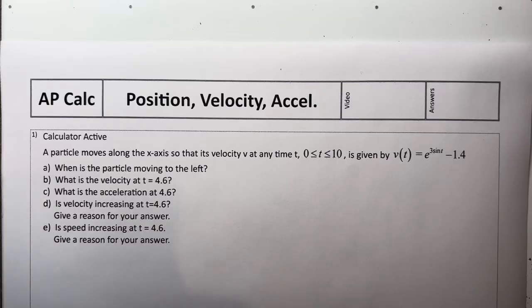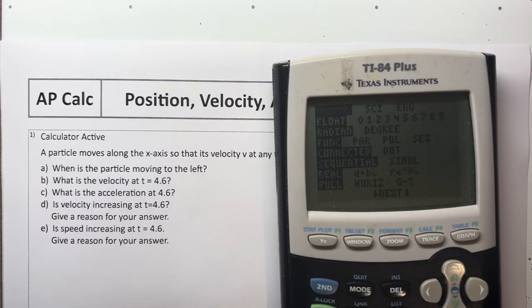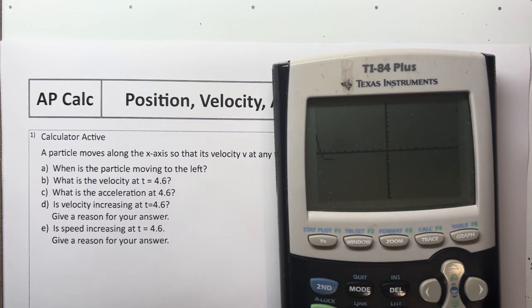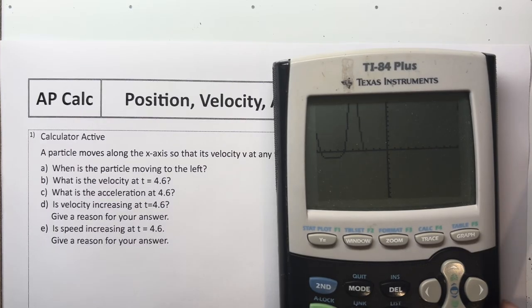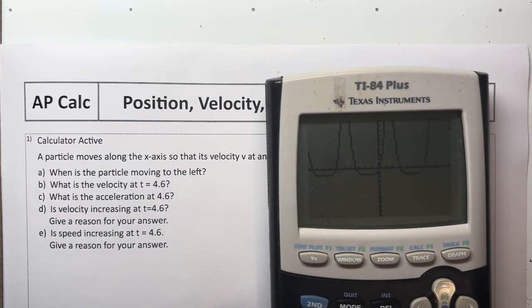The first one's a calculator problem, and I've already put it in y equals. I've checked the mode to make sure I'm in radians, and I hit zoom 6 just to see what the graph looks like. I do take note that I am between 0 and 10, so I guess I could change that, but I think this is good enough here.